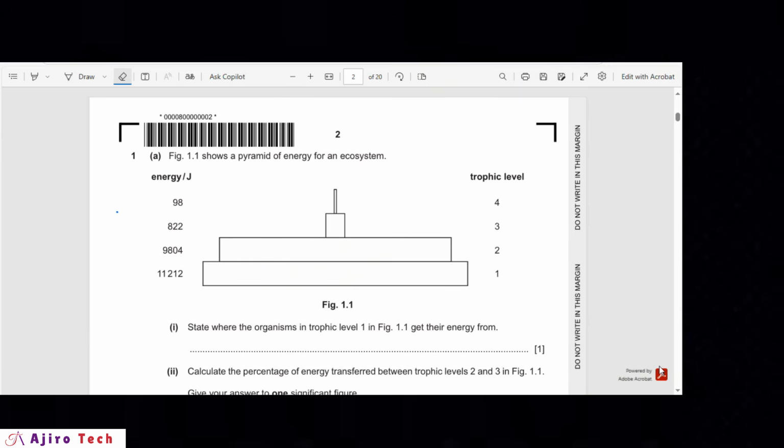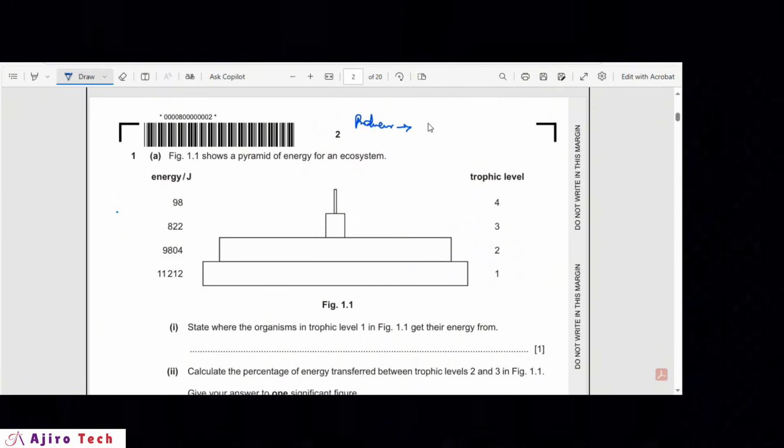The first question talks about the pyramid of energy for an ecosystem. It shows us figure 1.1. When you look at the pyramid of energy, it's a graphical representation of the food chain. You have the producer, the primary consumer, the secondary consumer, the tertiary consumer, and then the decomposer.